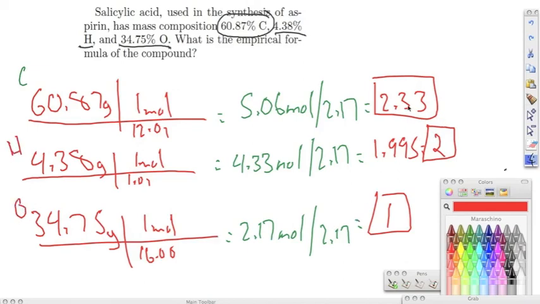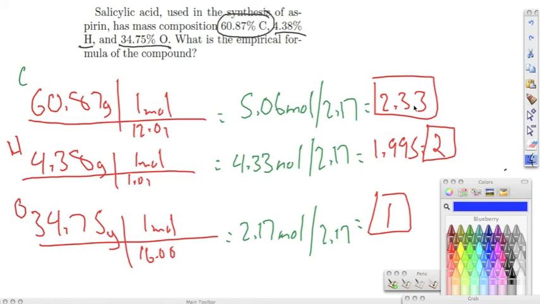These are going to be our subscripts for carbon, hydrogen, and oxygen. But we cannot have a 0.33; we have to have a whole number. Here 2 is a whole number and 1 is a whole number, so we have to think of what to multiply 2.33 by to get a whole number. If we multiply 2.33 by 2, we get 4.66. Well, that wouldn't work.